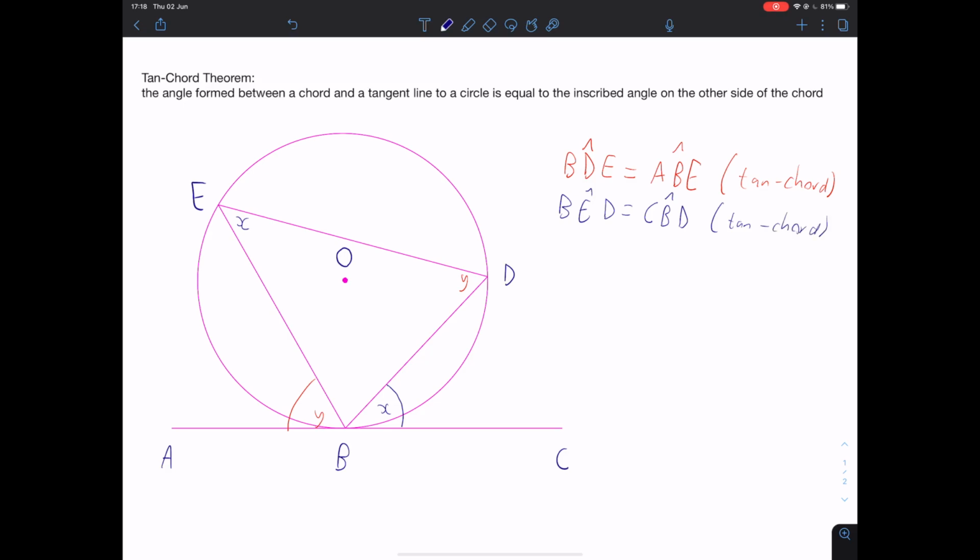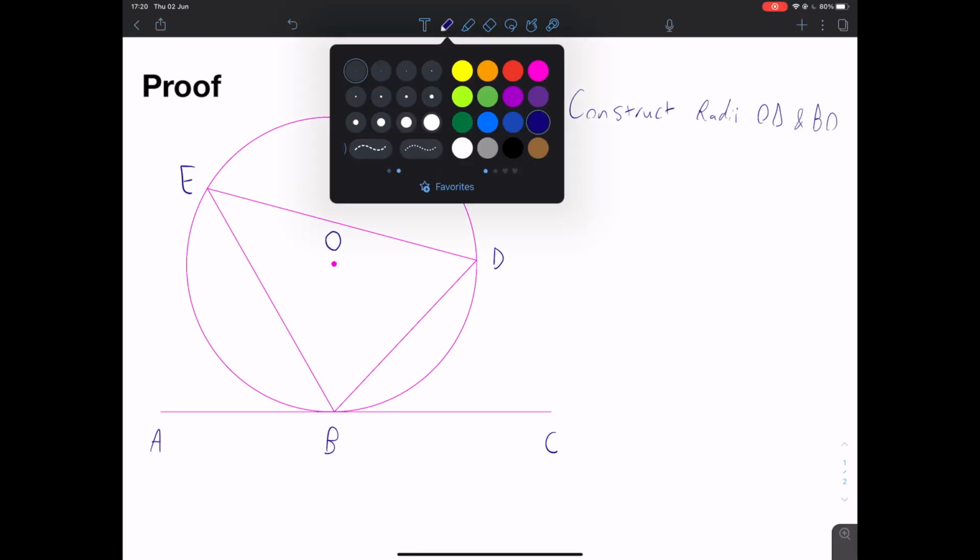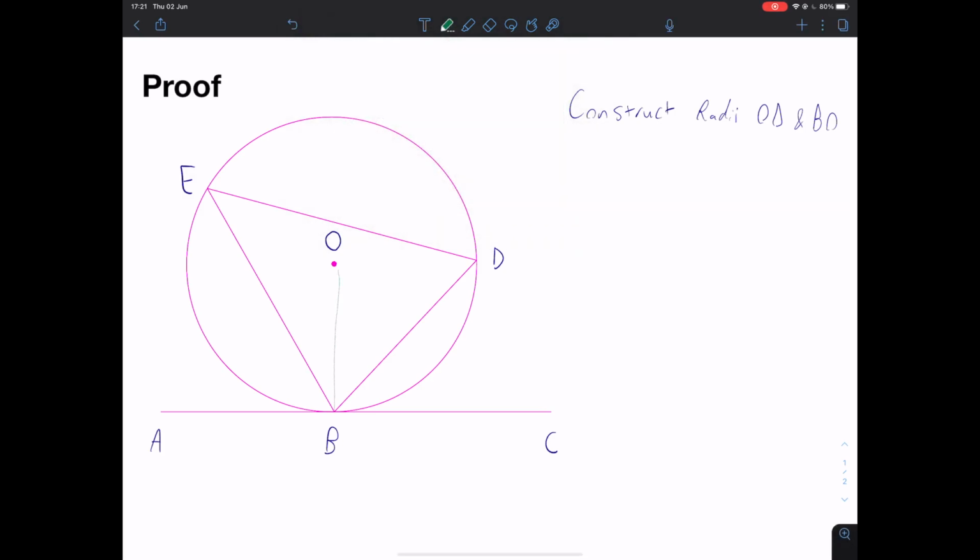Now that we have the basics covered, let's get on to the fun part, the proof. Let's take our original diagram and start off our proof by constructing two radii, one of those being OD and the other being BO. We'll do so using a dotted line to differentiate them from the rest of our lines, due to the fact that they are constructed.